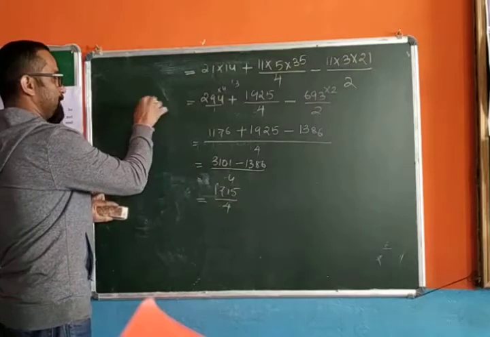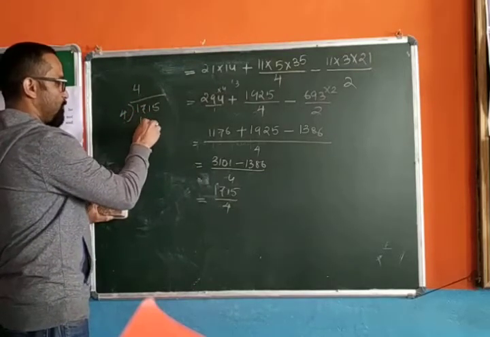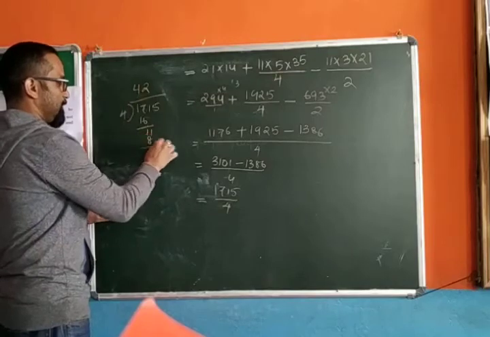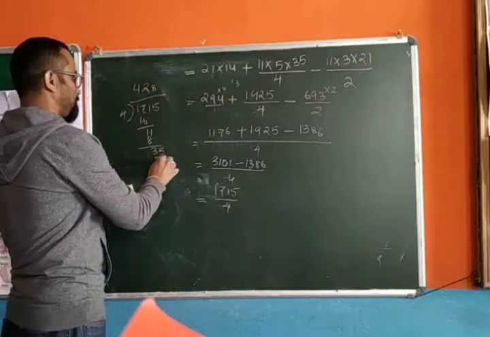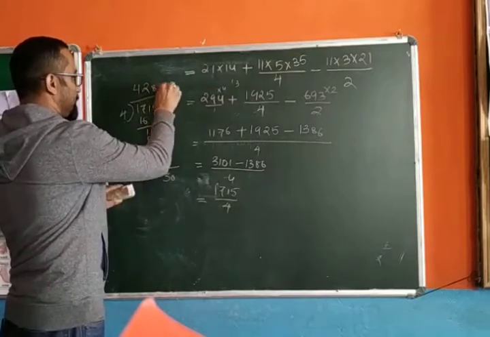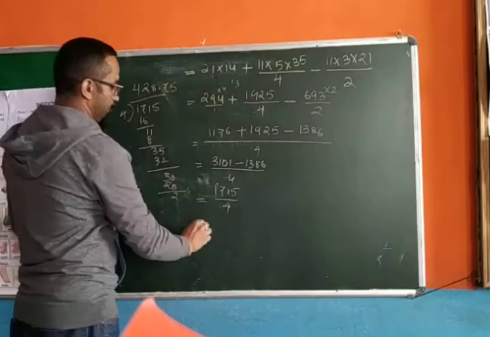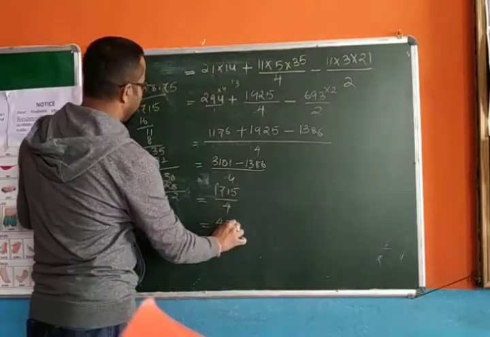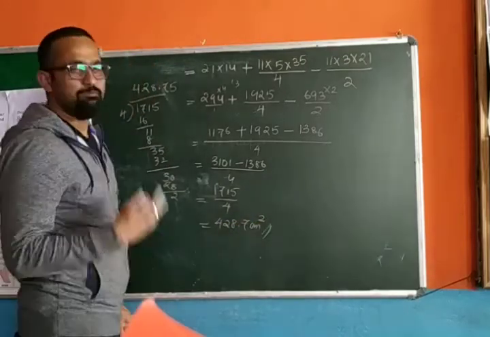1715 divided by 4. 4 times 4 is 16, 4 times 28 is 112, 4 times 8 is 32, then decimal 0, 7 times, 5 times. So it is 428.75 centimeters squared.